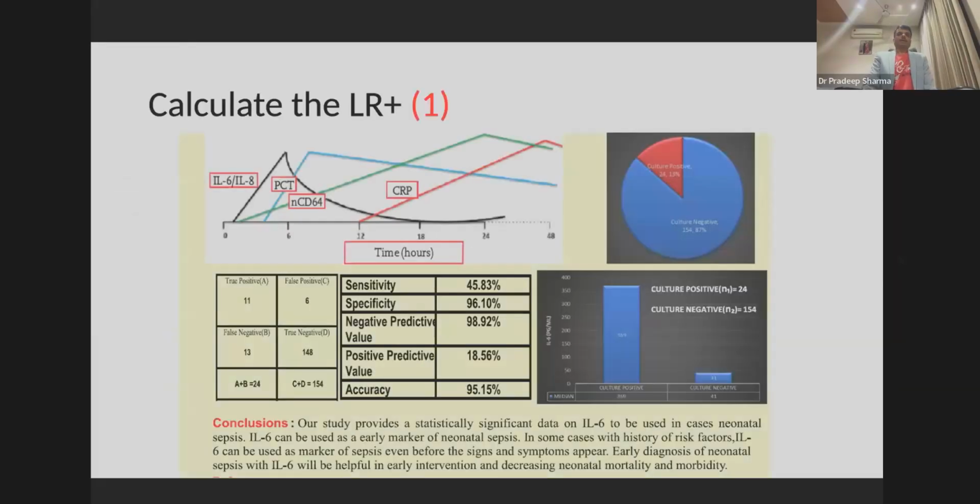Okay. So this is the first task. Calculate the likelihood ratio.